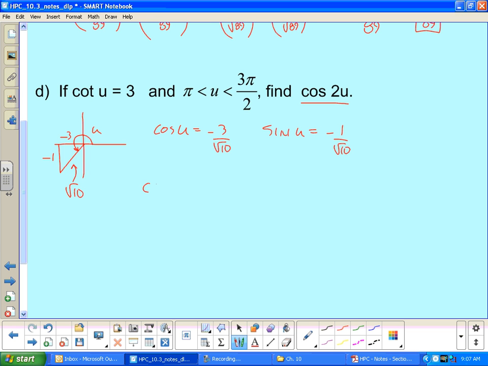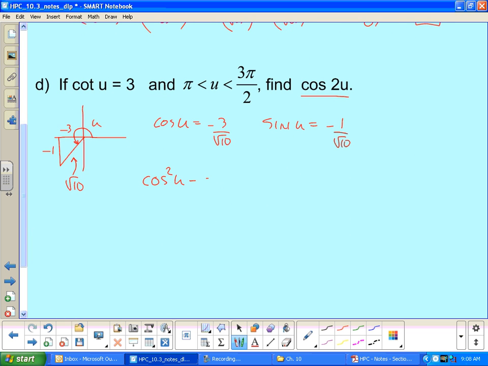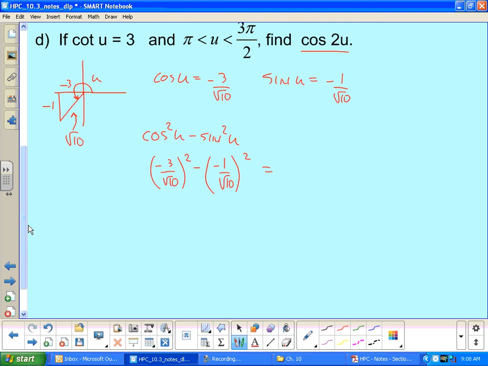So our double angle cosine says we're going to go back to our setup of cosine squared minus sine squared. And again, I could be setting up the other forms as well. So cosine squared, negative 3 over square root 10, square it. Negative 1 over the square root of 10, square that. Simplifies to 9 over 10 minus 1 over 10, 8 tenths, or 4 fifths.